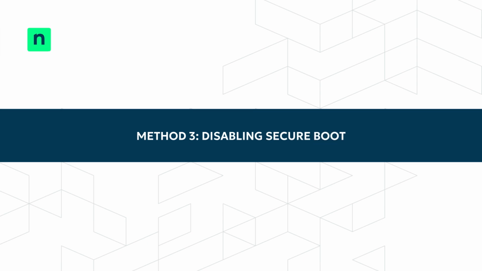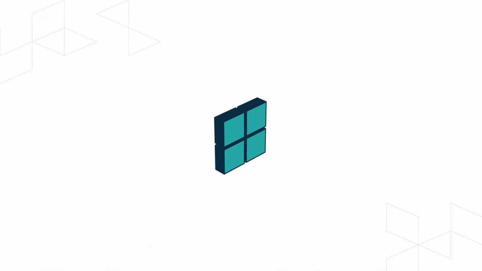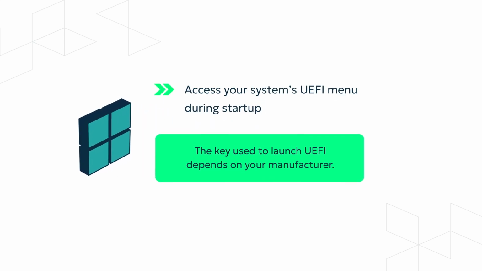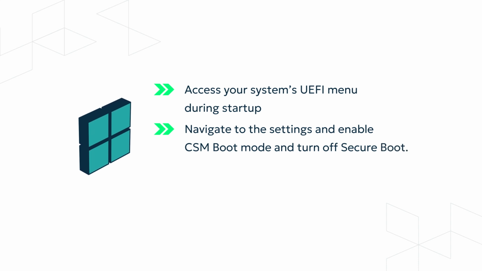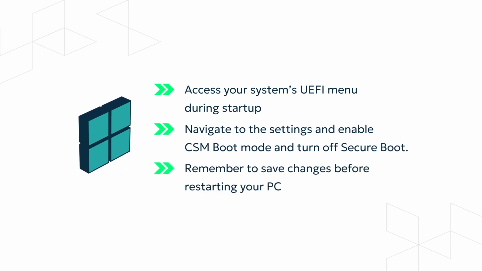Disabling Secure Boot. Disabling Secure Boot is a common fix if your machine's UEFI settings are causing conflicts. Access your system's UEFI menu during startup. Navigate to the settings and enable CSM boot mode and turn off Secure Boot. Remember to save changes before restarting your PC.